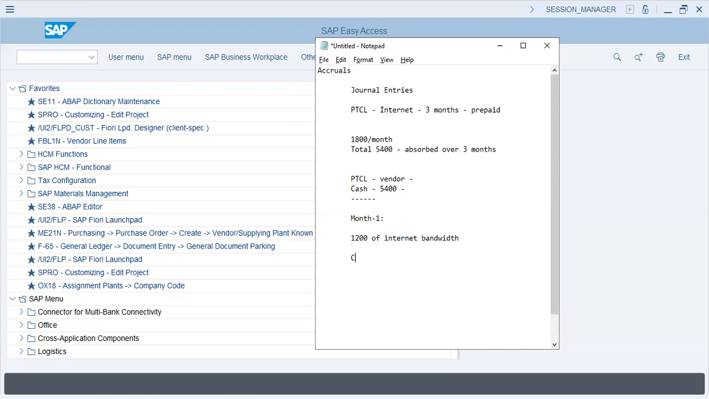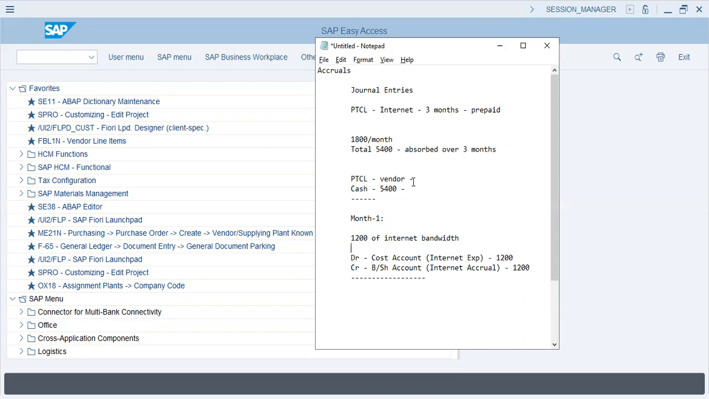The entry will be cost account, which is internet expense, and that will be 1200. This is debit. Credit will be balance sheet account, which is accrual, internet accrual. Now, and that will be 1200. Okay, this was month one.